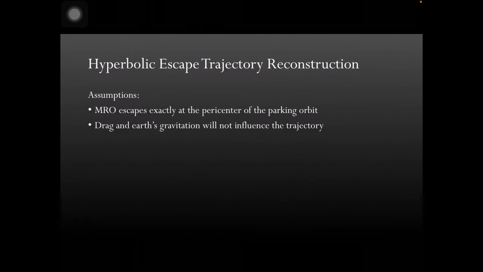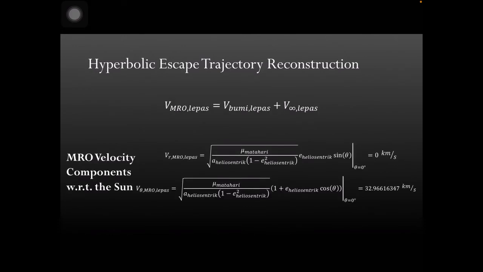Okay, first the calculation of excess velocity is needed, and it will be calculated using the equation that states that the absolute velocity of the MRO with respect to the Sun is the sum of the absolute velocity of the Earth with respect to the Sun and the excess velocity.